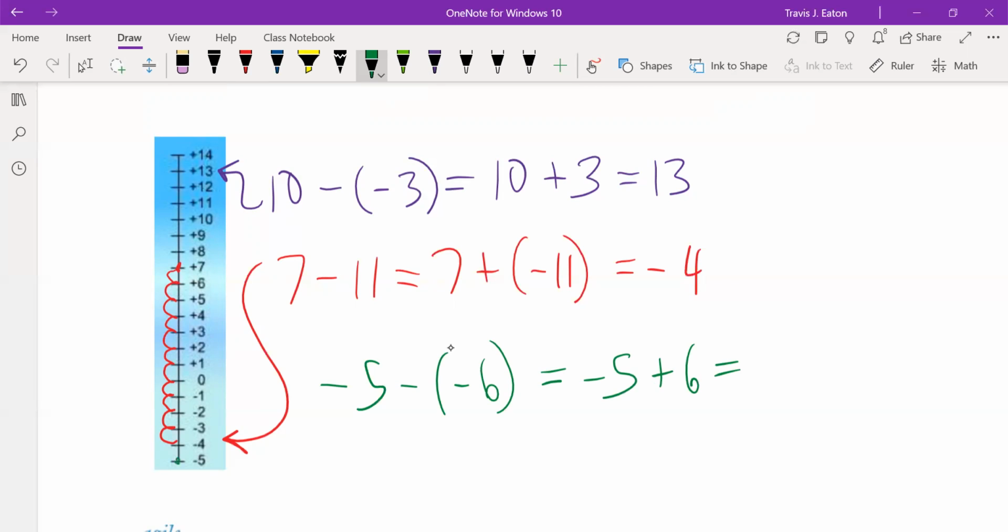So I can start clear down here at negative 5. And I'm going to add 6. 1, 2, 3, 4, 5, 6. Because I'm adding a positive, I'm moving up the vertical number line. Negative 5 plus 6 is 1. Right there. Okay. See? Easy peasy. Subtraction is adding the opposite. Vertical number lines are just like horizontal number lines, only the positive numbers are up. Positive numbers go up. The negative numbers go down.